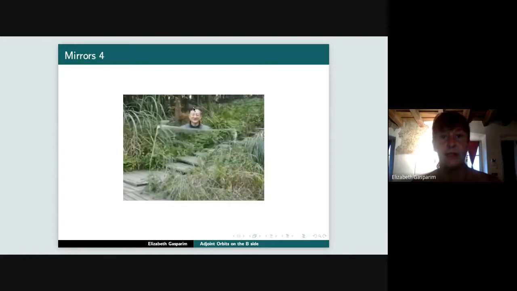Right, and now there's a new thing that I want to discuss today. So all the mirror symmetries are to be discussed in families, always. So you can vary the symplectic structure, you can vary the complex structure, you can write families in whatever way. And everything is supposed to be understood varying in families.